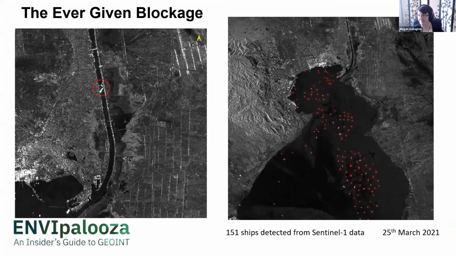A more recent example of this was done by a member of our L3Harris team. And this should look unfortunately familiar to everyone if you've been keeping up with the news in the past month. This was an automatic ship detection of all the ships backed up on the 25th of March by the Ever Given blockage that occurred. With this, there's an automatic counting tool. So 151 ships were detected as having been stuck and unable to go through the canal here, which is a lovely example, but also just ouch.